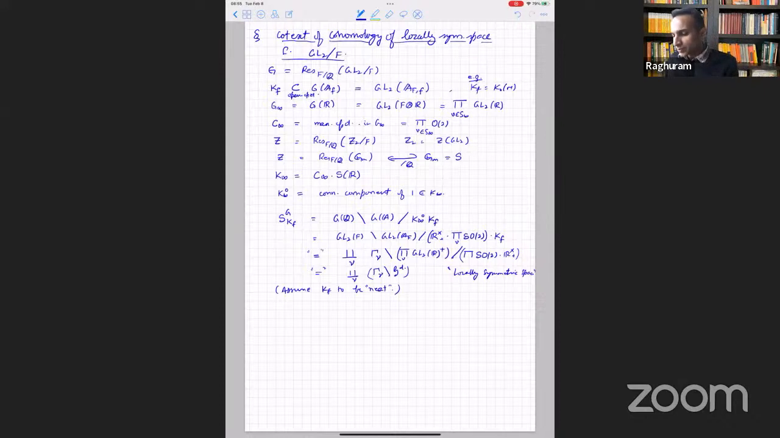Anyway, so I can consider this space purely as a topological space, and now I'm going to construct a sheaf on this space. Towards that, I take T to be the restriction of scalars from F to Q of the torus T2 in GL2. T2 is just all diagonal elements in GL2.